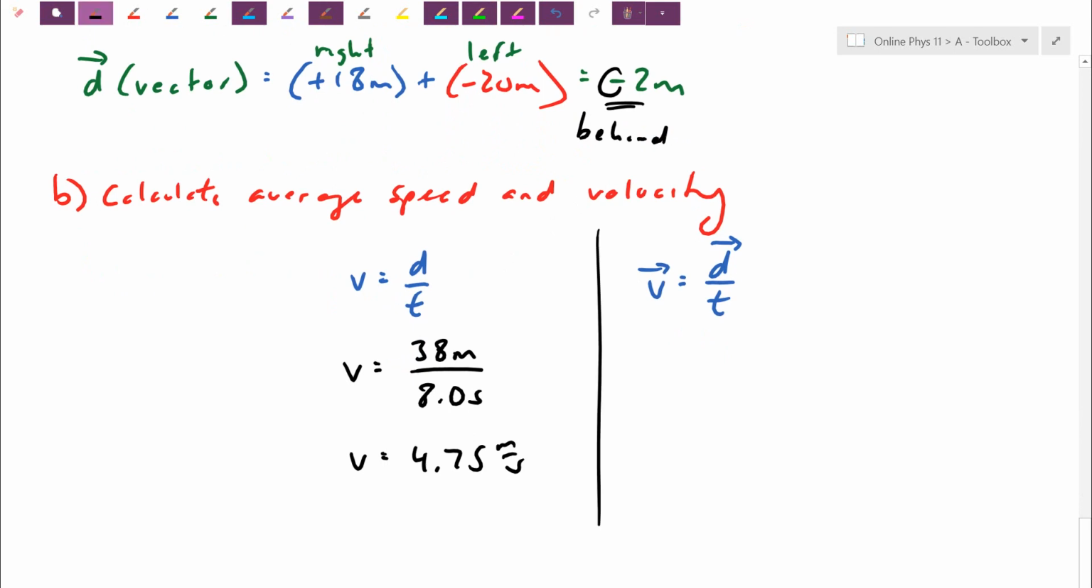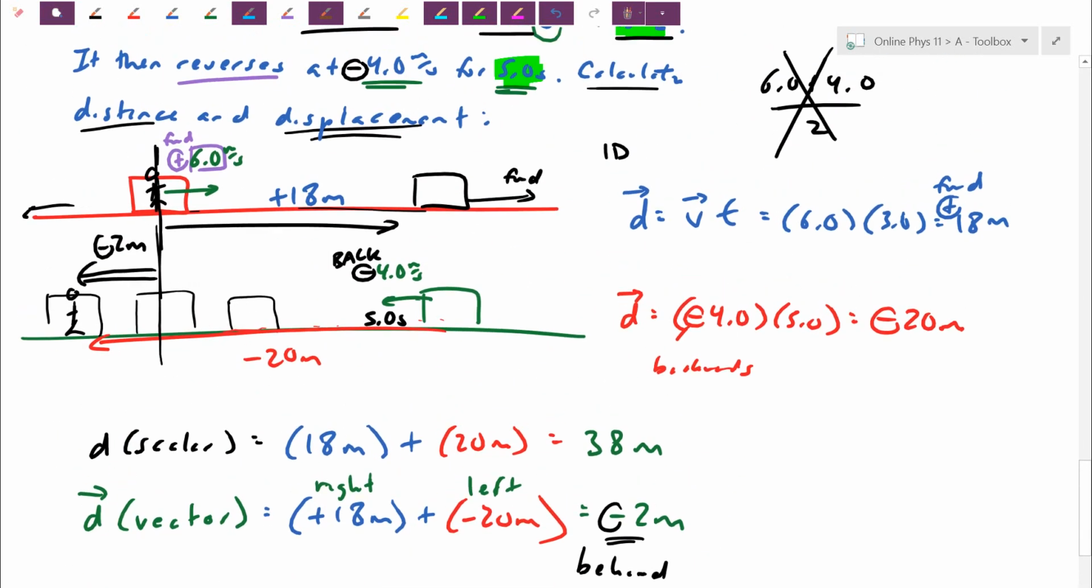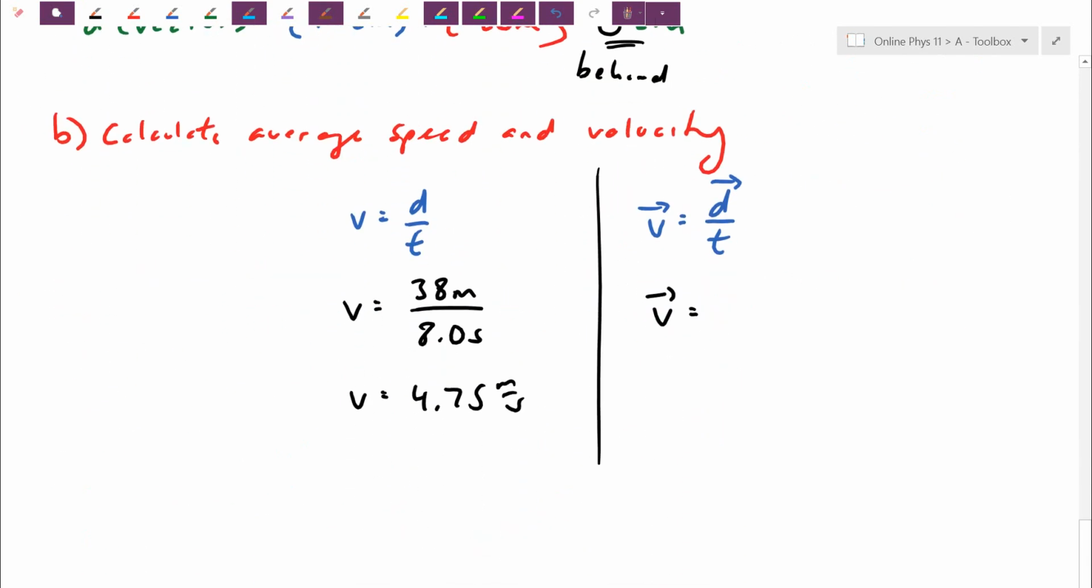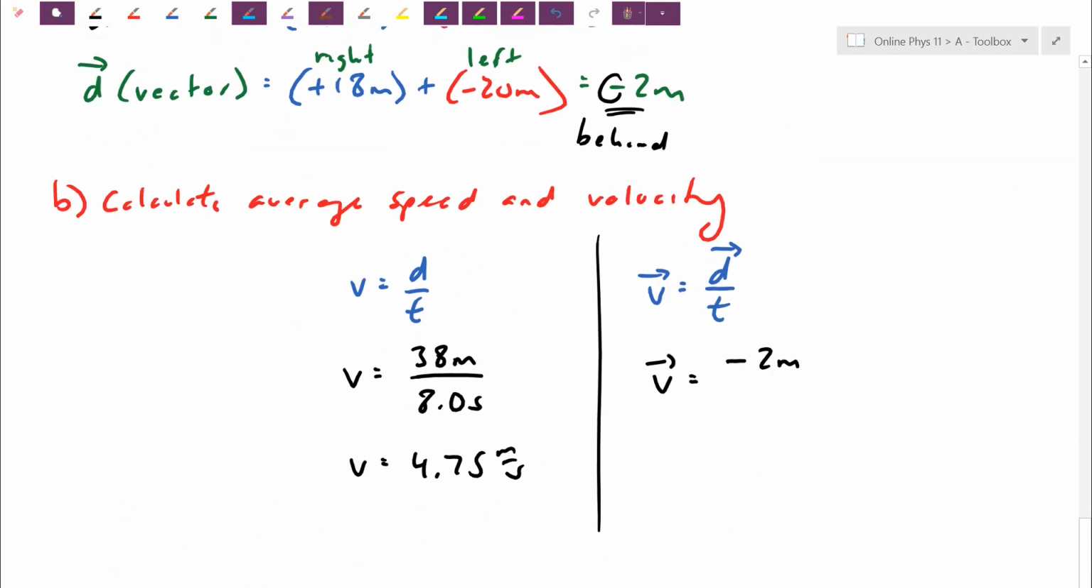How about the velocity? Velocity is like that blindfold analogy. I didn't actually watch you go forwards and then come back. All I know is after 8 seconds, you happen to be 2 meters behind. If this car instead just slowly eked its way backwards, and I give you 8 seconds and you end up 2 meters behind where you started, negative 2 meters, what average velocity would you have? It took 8 seconds to do the travel.